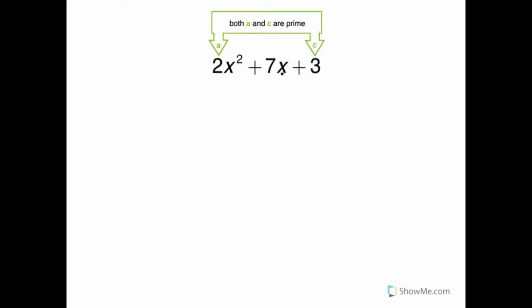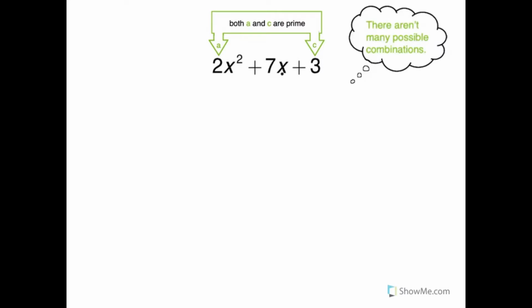In this example, both A and C are prime numbers. And what that means when I'm factoring is that there aren't many possible combinations of binomials that will give me a 2 at the beginning and a 3 at the end.